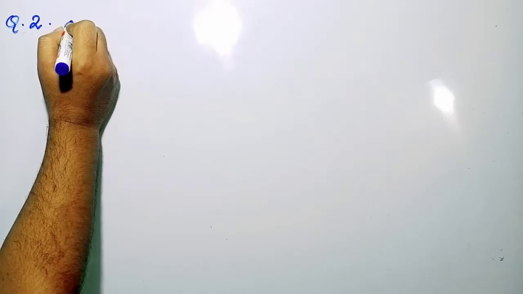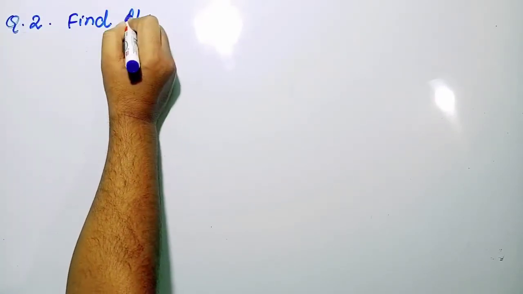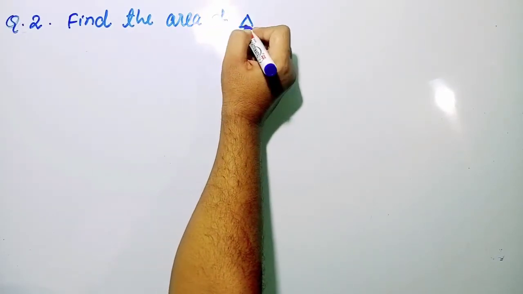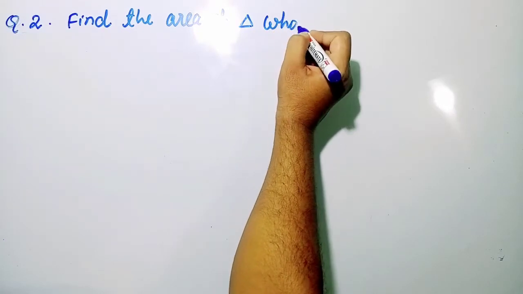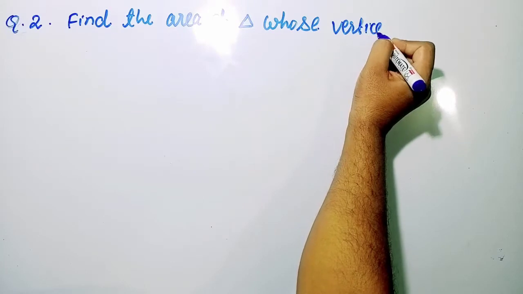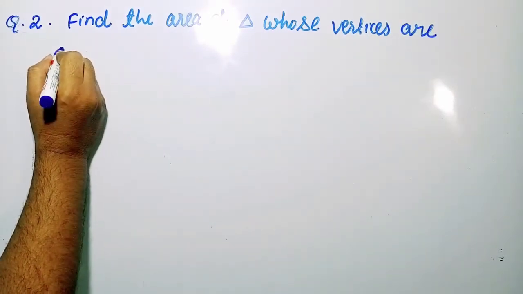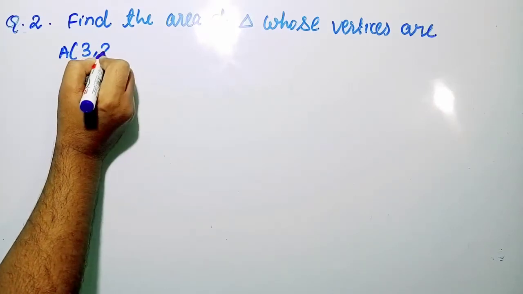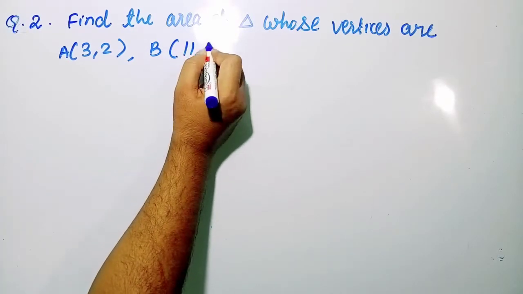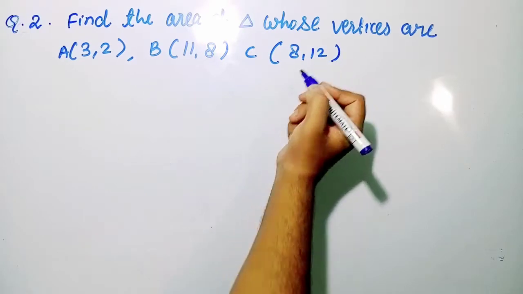Consider the second question over here. The second question: find the area of the triangle whose vertices are A (3, 2), the coordinate of point B is (11, 8) and coordinate point of C is (8, 12), right students?